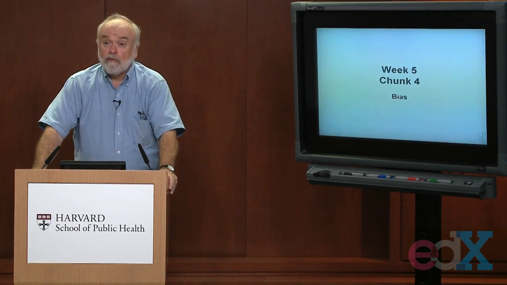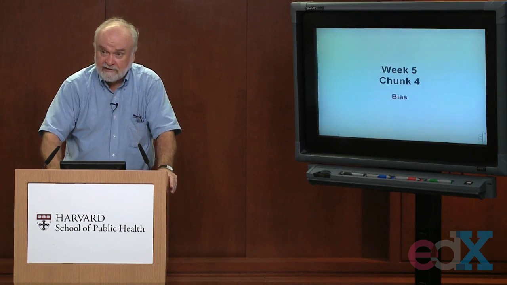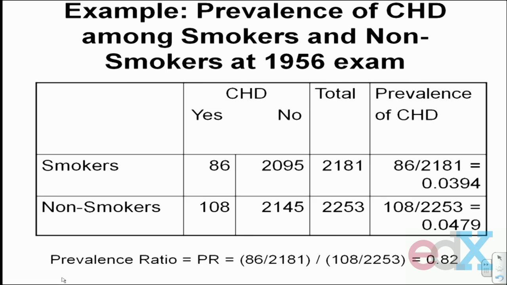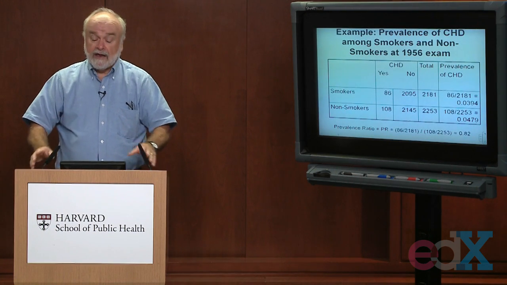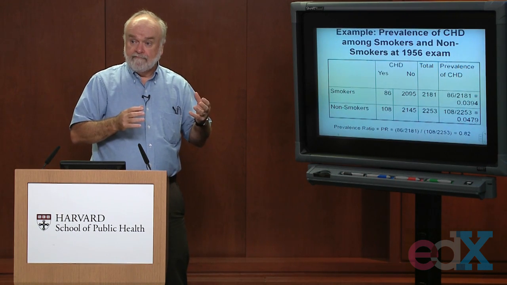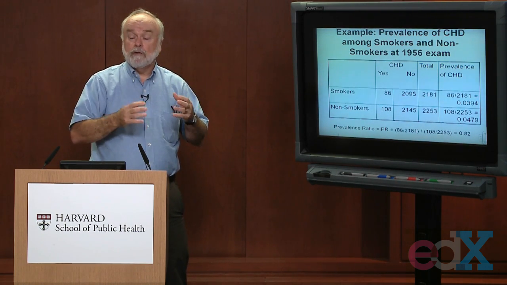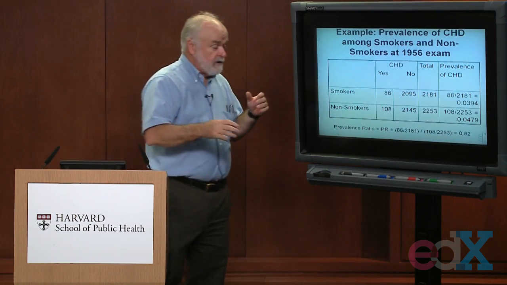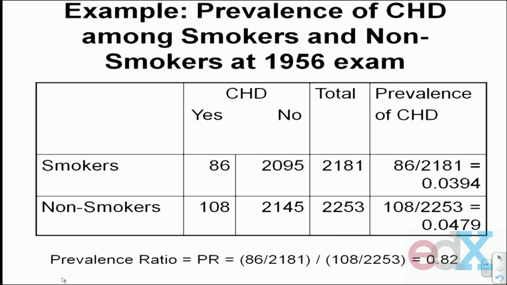Last time we were talking about cross-sectional studies, and I used the following example, looking at the relationship between smoking and existing coronary heart disease, prevalence of coronary heart disease at the 1956 exam, using people from your Framingham data set. And we found in that data set that the prevalence of coronary heart disease was actually lower among the smokers, 4%, than it was among the non-smokers, where it was 5%. We calculated a prevalence ratio, and we observed a value of 0.82, saying the prevalence of heart disease among the smokers is only 82% of that among the non-smokers.